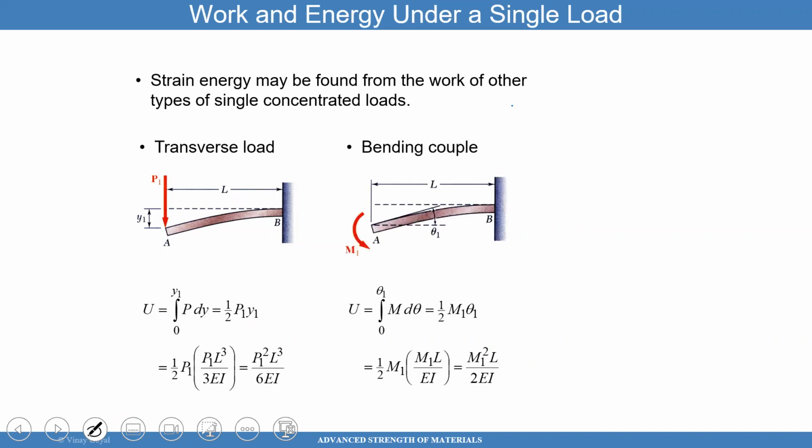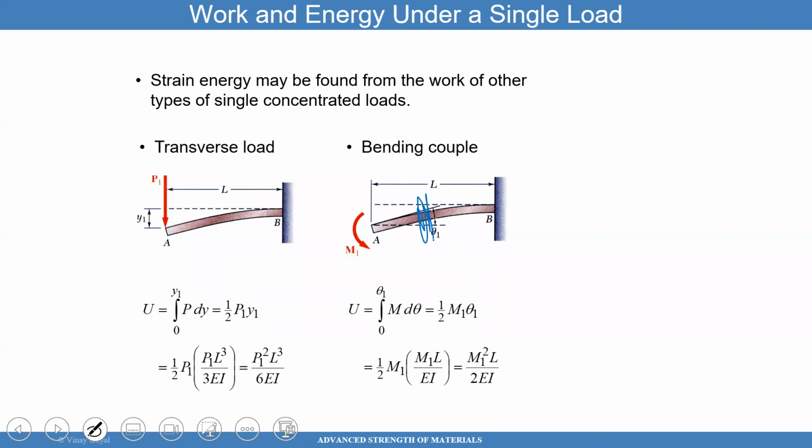I did not derive the one for the bending couple, but that's very easy to derive. You get M squared L divided by 2EI. You apply a bending moment at the end of this beam, and if I do a cut here, you agree the bending moment internal to that is M also?